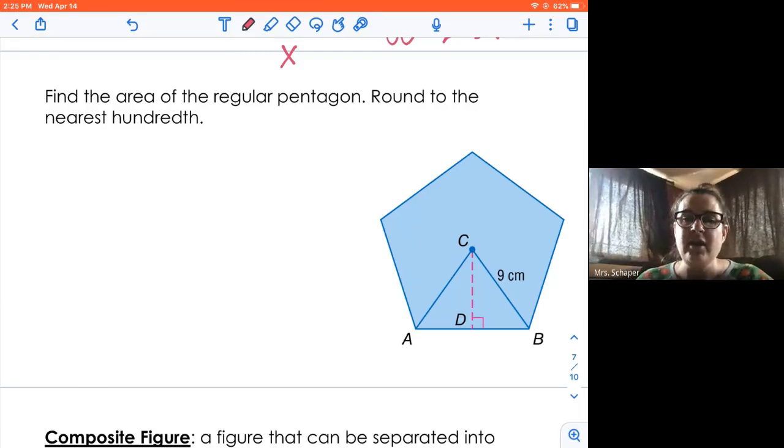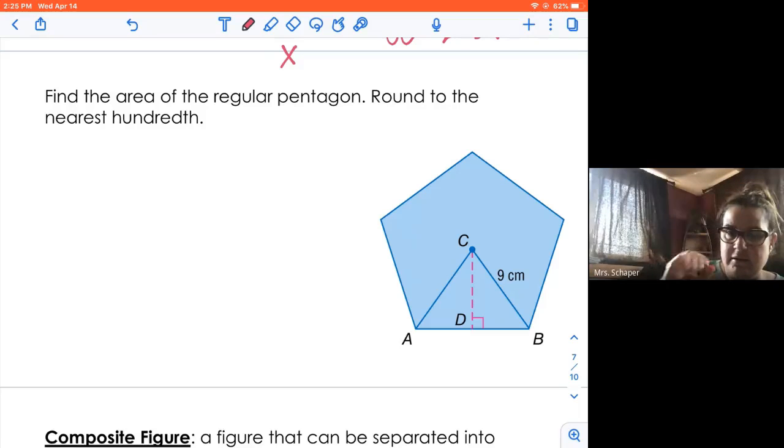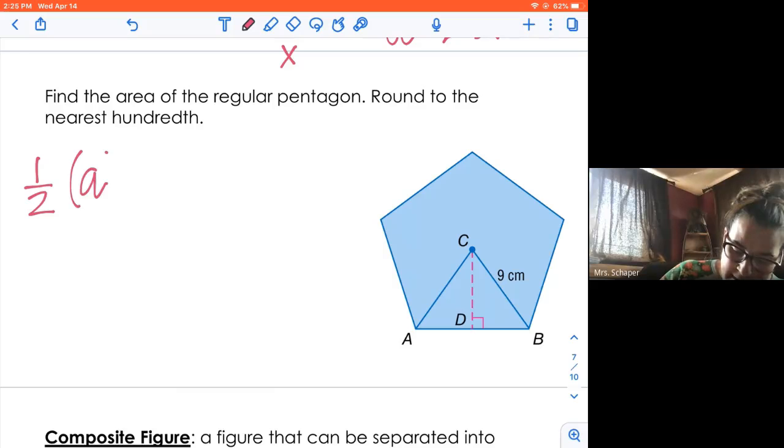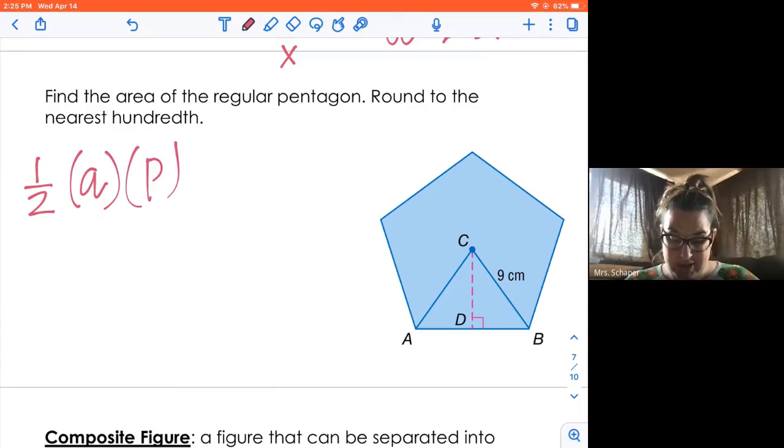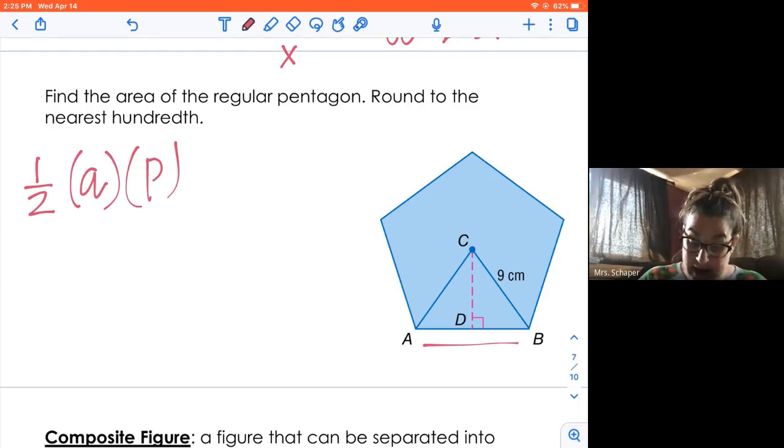So we're going to find the area of the regular pentagon. And so we've got 1/2 times the apothem times the perimeter. Well, all I know is that CB is 9. So I need to figure out this measurement and that measurement so I can figure it out.